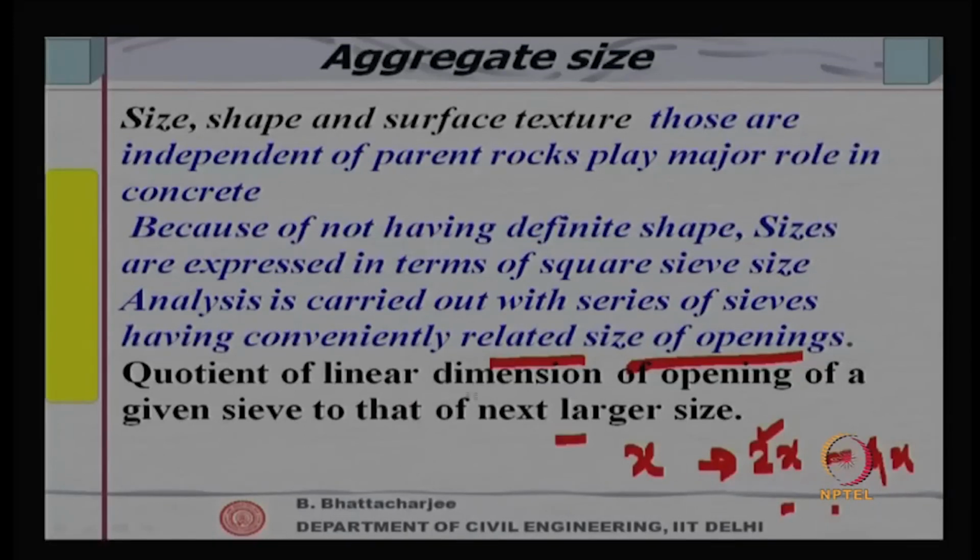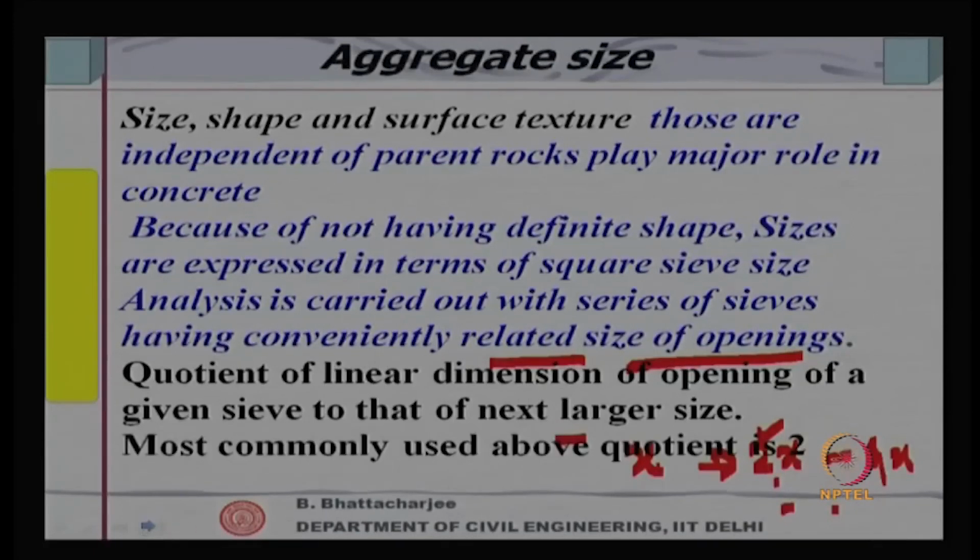So, quotient of linear dimension of opening of a given sieve to that of next larger size, this quotient actually we keep constant, and most often we use this quotient as 2. So, it is convenient to express the size of aggregate particles in geometric progression, and the size quotient generally used is 2, although it could have been anything else, but this is most convenient to use, and that is what we have been using.